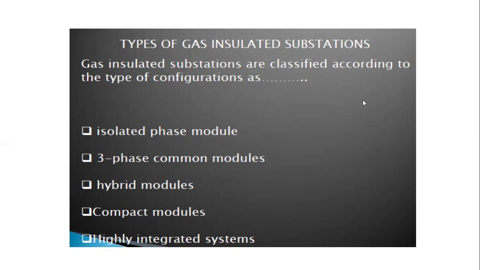Basically, substations are classified into two types: air insulated substations and gas insulated substations. In the air insulated substation, the dielectric medium we use is air. But in the gas insulated substation, the dielectric medium we use is gas.